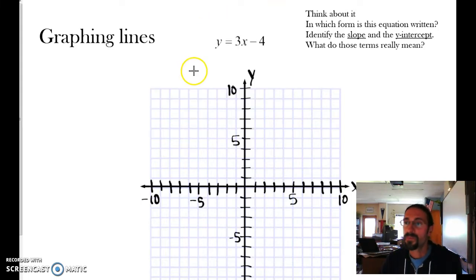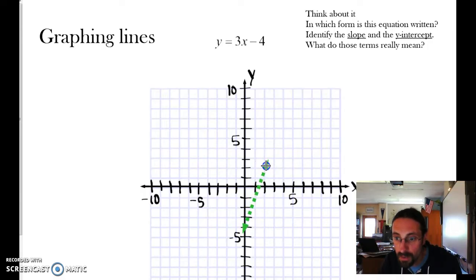So, okay, think about it. In which form is this equation written? Well, it's slope-intercept. So if I just right off the bat go to -4, that's this point right here, and then my slope is +3, that means I go up 3, 1, 2, 3 over 1, up 3 over 1, and so on. That is the easiest way to graph that line. You can just look at it and say, well, hey, my y-intercept is -4, and from that point, I'm going to go up 3 over 1, up 3 over 1, up 3 over 1.